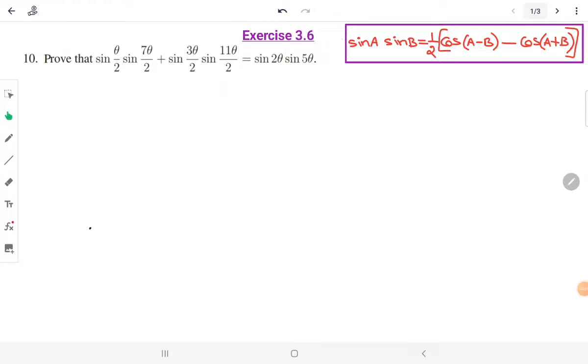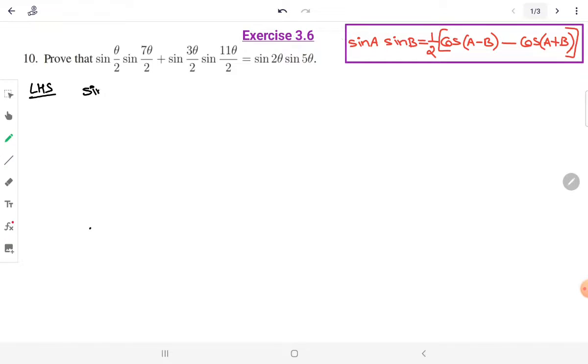Students, in this video, we are going to see exercise 3.6, question number 10. Prove that sin(θ/2) sin(7θ/2) + sin(3θ/2) sin(11θ/2) = sin 2θ sin 5θ. Now, let us consider the LHS. So, what is the LHS now?